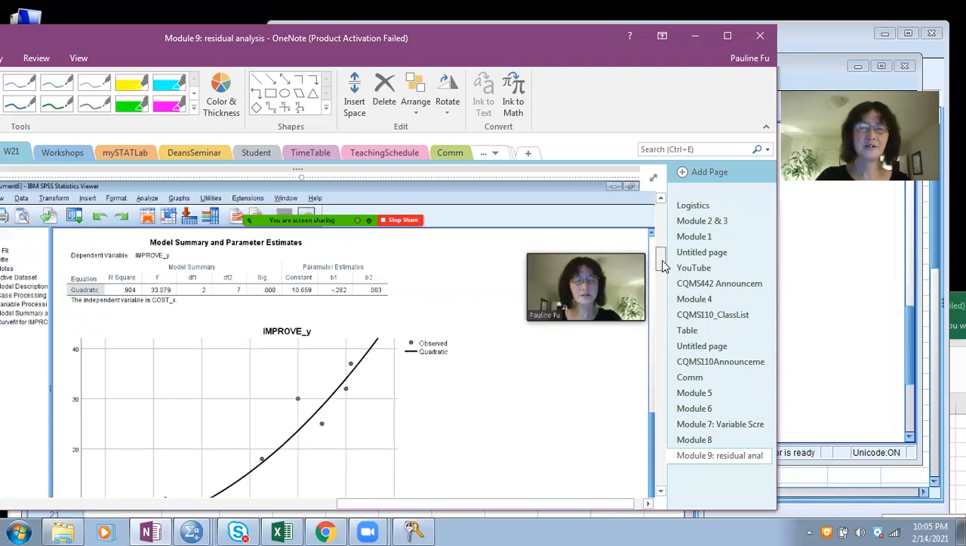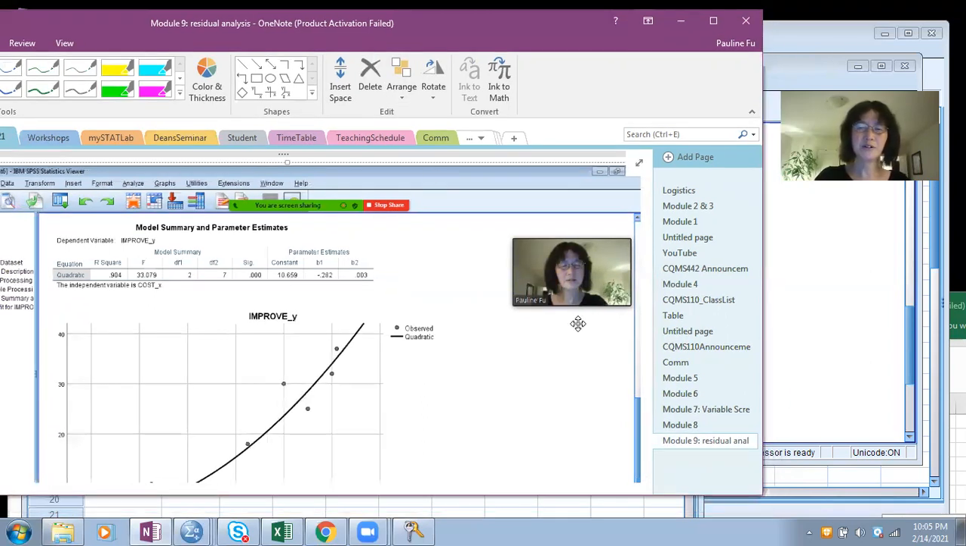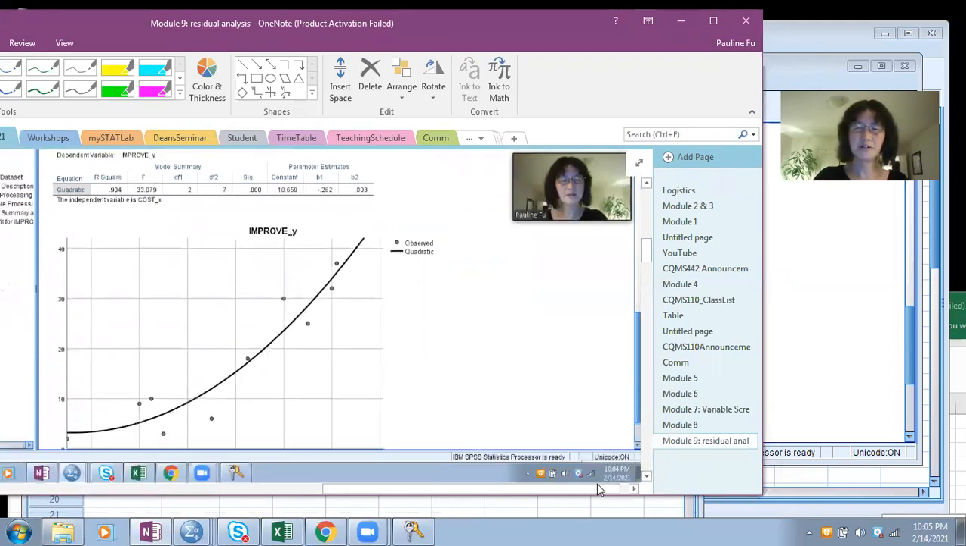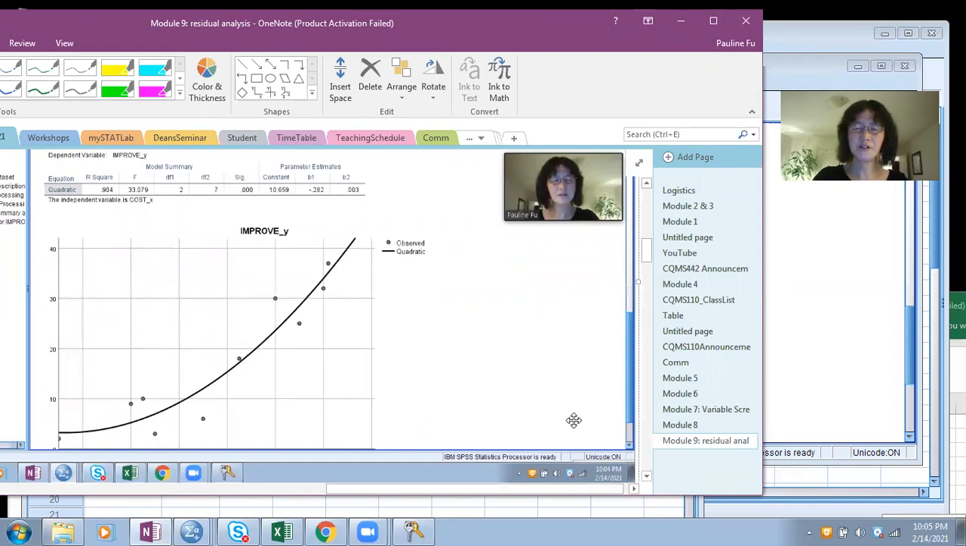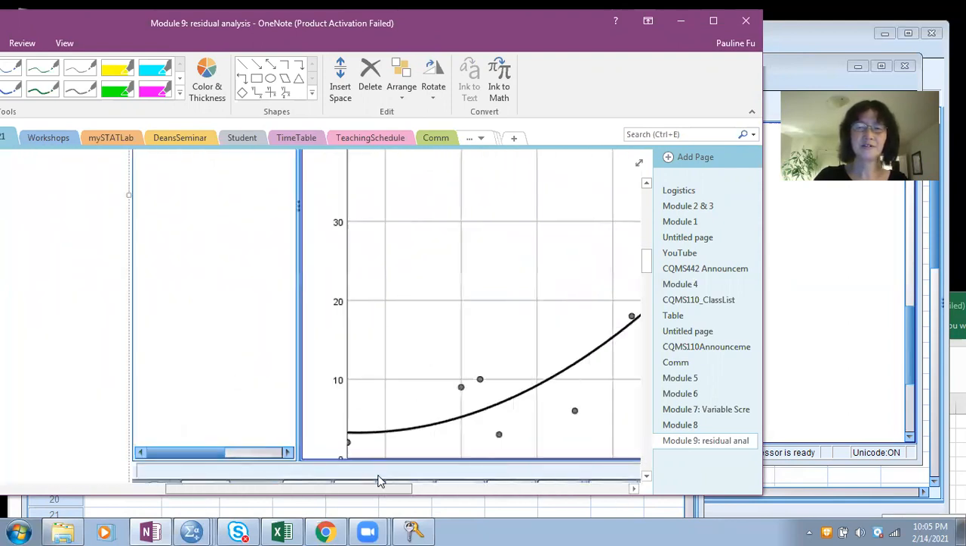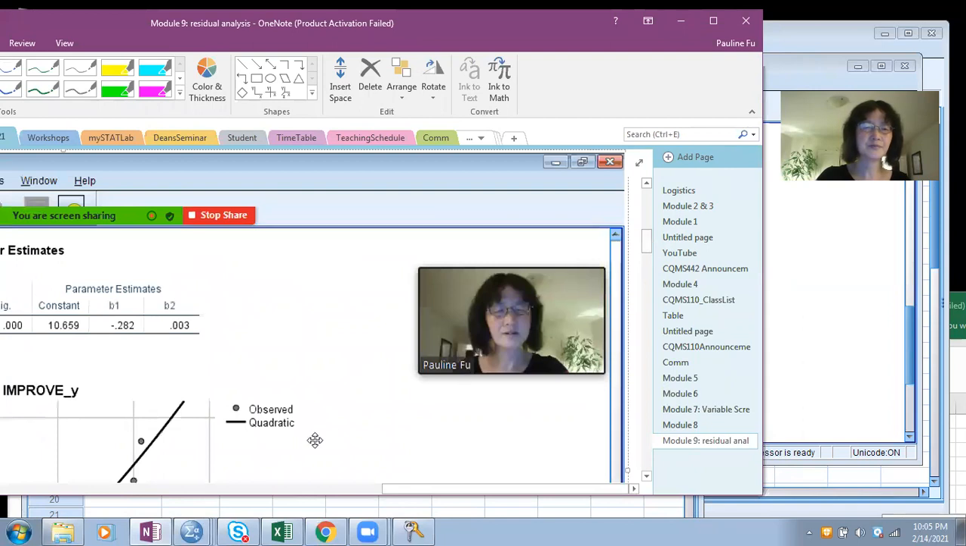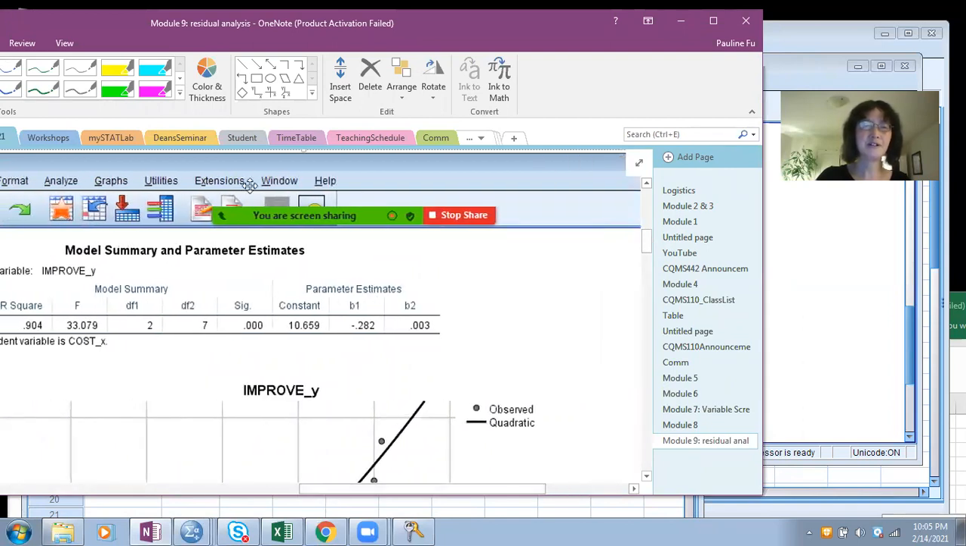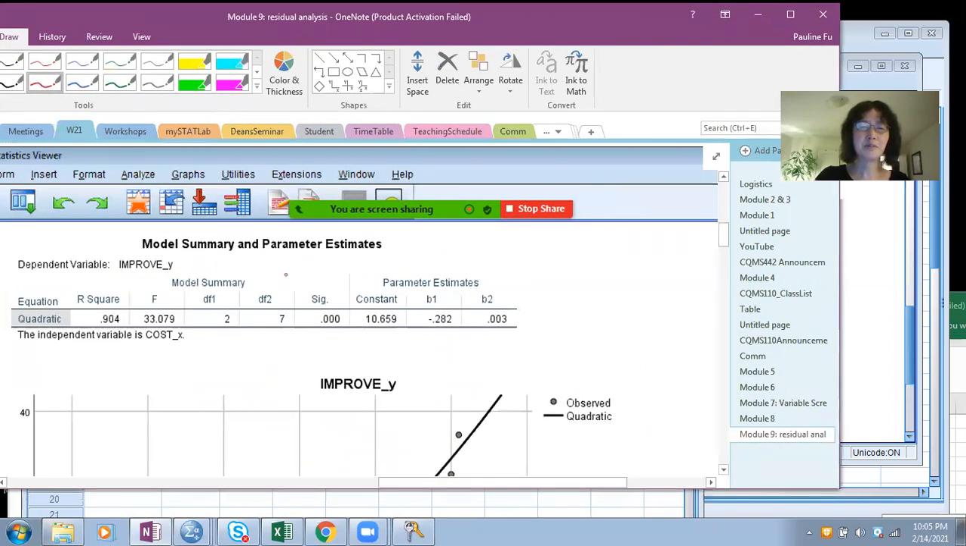And where is my quadratic model? Remember to write down the model. You need the parameters, so I increase this so you can see clearly. The parameter estimates are here. This constant is beta 0, B1 is beta 1, and B2 is beta 2. Based on these parameter estimates, we can write down the model.